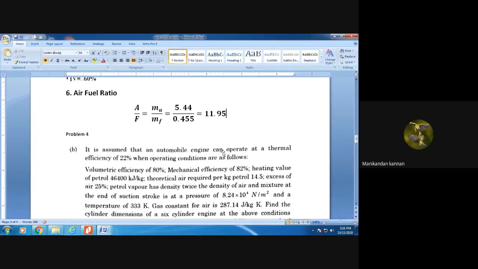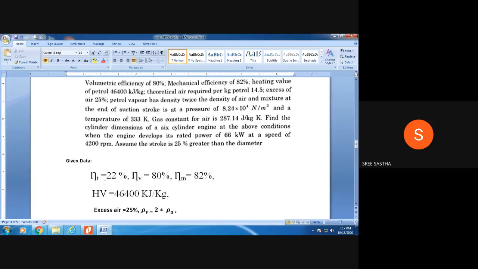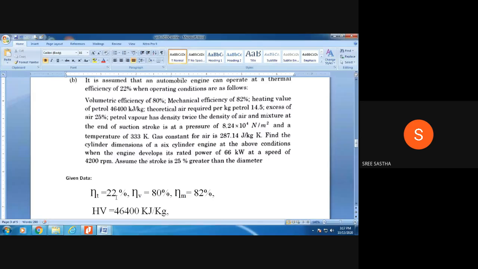I will be explaining you the steps. Okay, so it is assumed that an automobile engine can operate at thermal efficiency of 22 percent. So it is given, my automobile engine thermal efficiency. So immediately I am writing the given data. This is the correct way: by reading one sentence, you write the given data. Thermal efficiency 22. Operating condition given. Volumetric efficiency 80. Mechanical efficiency 82.